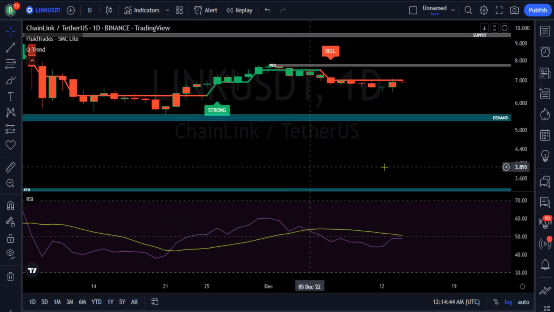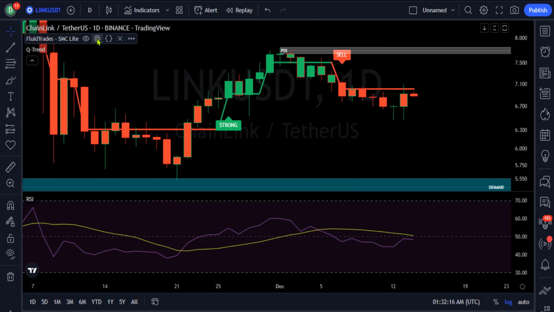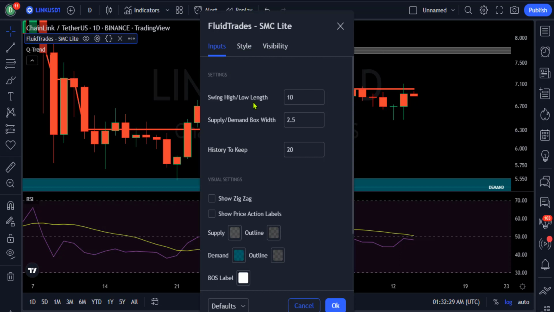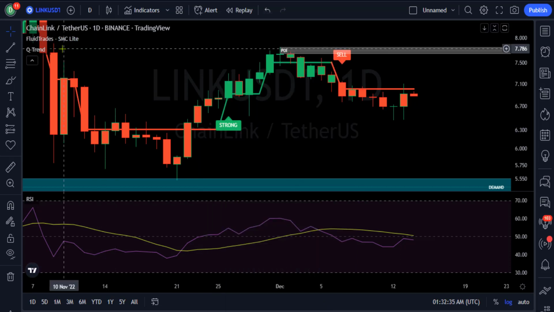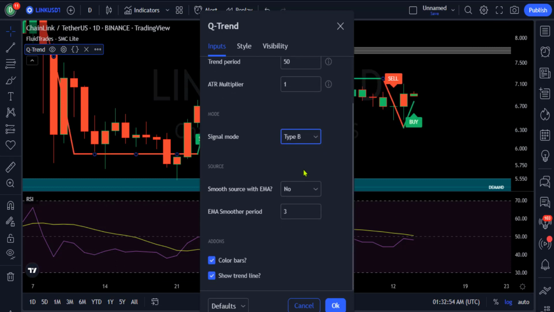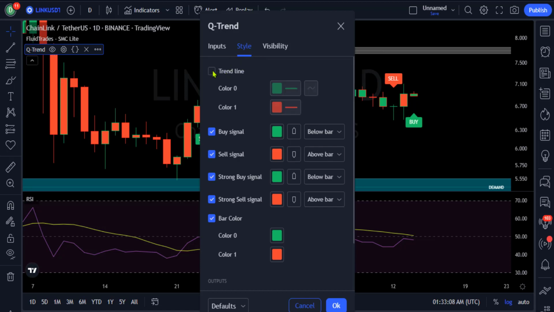Now that we have added all the 3 indicators, let's set up the chart. So go to the settings of the Flood Trades Indicator. You will leave everything at the default settings, both in the input and the style section. Then go to the settings of the Q Trend Indicator, and in the input section, you will change this source to arithmetic open, high, low and close, and this signal mode to type B. Go to the style section and uncheck this trend line in the bar color, and then click OK.